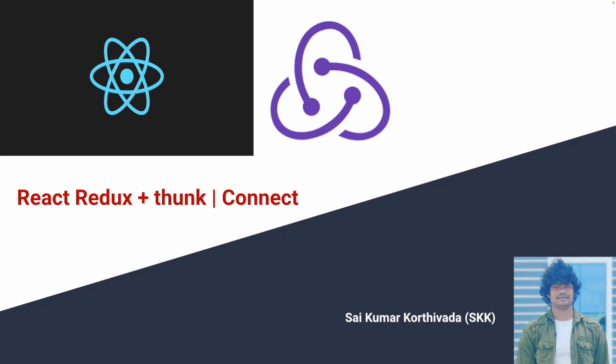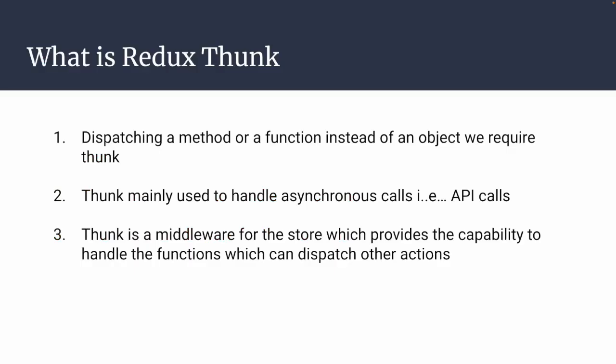So let me go to the next slide. Here we'll learn what is Redux Thunk. So why are we using Redux Thunk? In general, whenever you want to dispatch something, you need to dispatch only an object. But if you want to do some logic in the middle before reaching your reducer or before dispatching your original object, then you can use Redux Thunk. Redux Thunk will act as a middleware and it helps us to handle the asynchronous calls such as API calls.